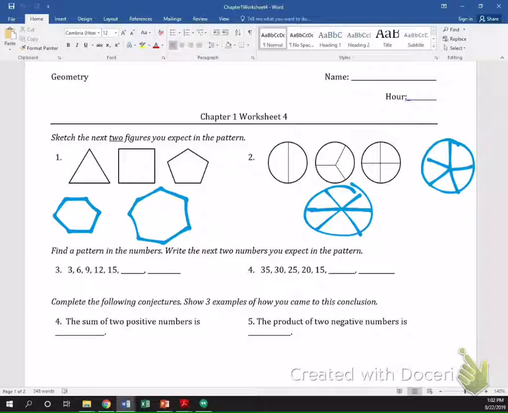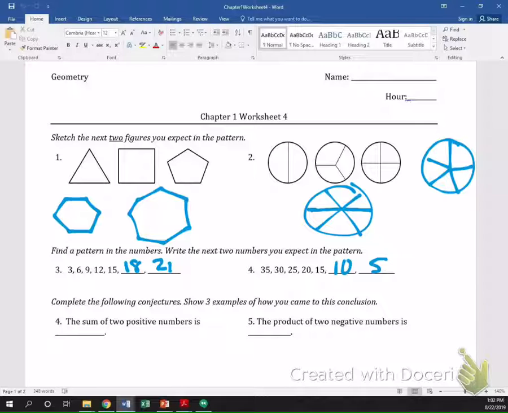Find a pattern in the numbers. Write the next 2 numbers you would expect in the pattern. What did you guys come up with? 18 and 21. It looks like you're just adding 3. Very good. Then what? 10 and 5. You're just subtracting 5 each time.